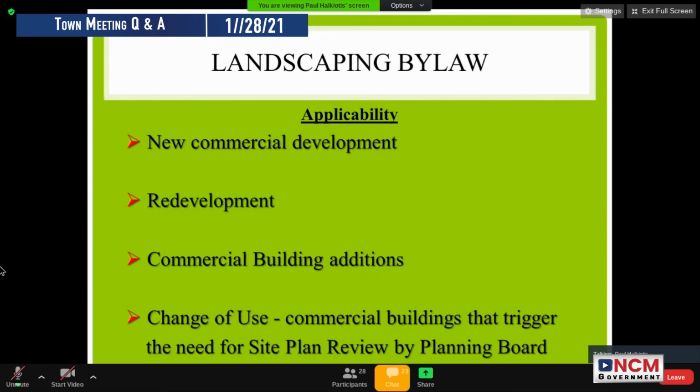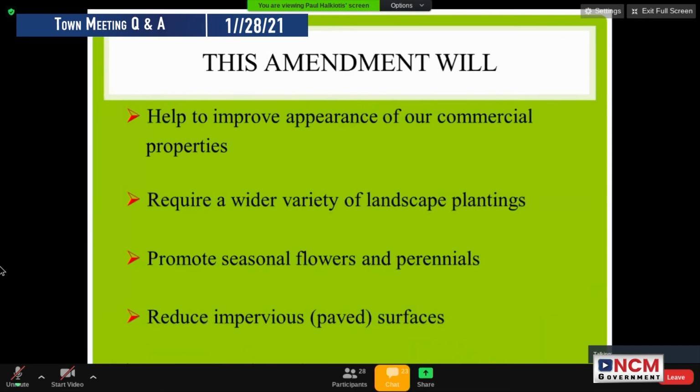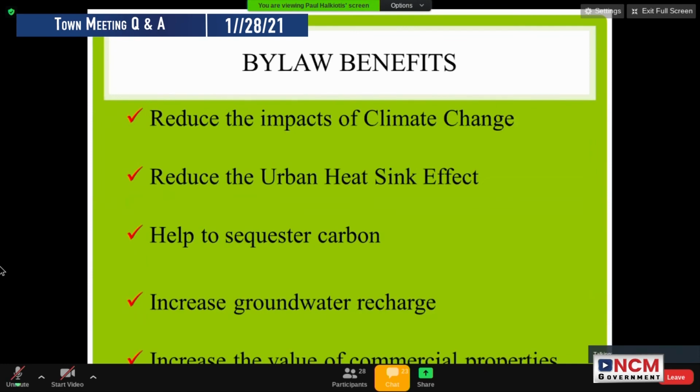This only affects commercial properties when they're making some kind of a change or they're being redeveloped. This bylaw amendment will improve the appearance of our commercial properties. It will require a wider variety of landscape plantings. It will promote seasonal flowers and perennials. It will help to reduce impervious surfaces and promote ecological diversity. It'll reduce the impacts of climate change.